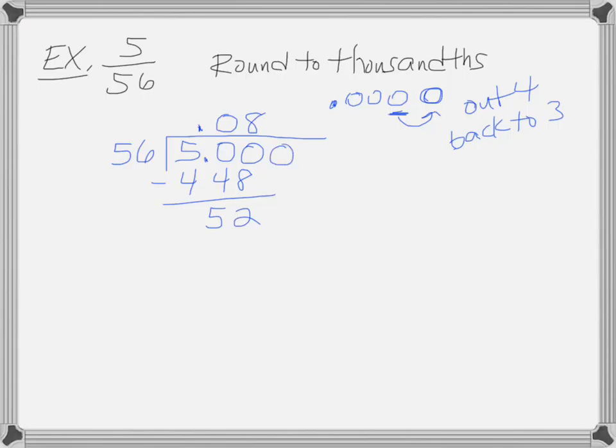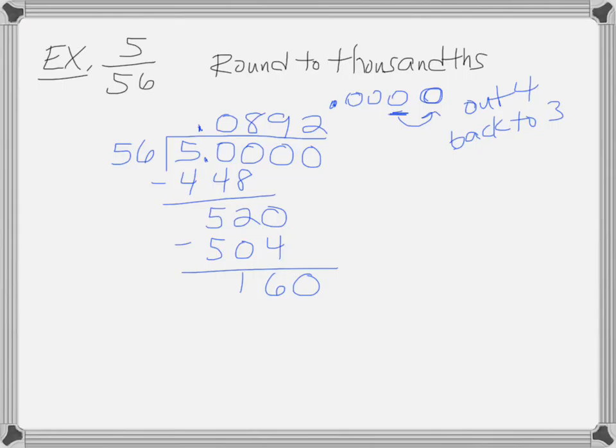We'll fill in another 0. 56 into 520 goes 9 times. 9 times 56 is 504. Subtract, and it's 160. Or actually 16, but we fill in a 0. 56 into 160 is twice. Now we've gone out 4 places. We don't need to multiply 2 times 56 and subtract or any of that because we can stop once we've got 4 digits up at the top.